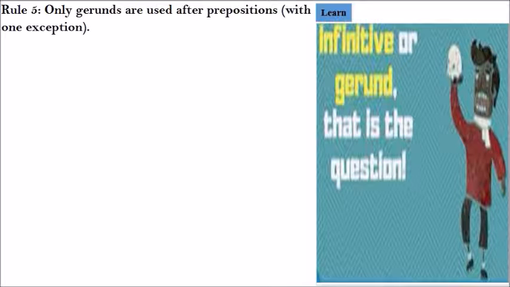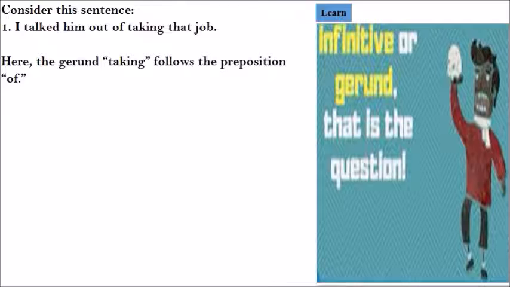Urge. They urged me to continue my research. Warn. I am warning you not to do this. Rule 5. Only gerunds are used after prepositions, with one exception. Consider this sentence. 1. I talked him out of taking the job. Here, the gerund taking follows the preposition of.